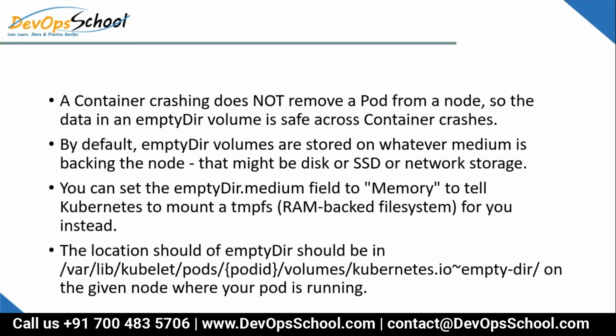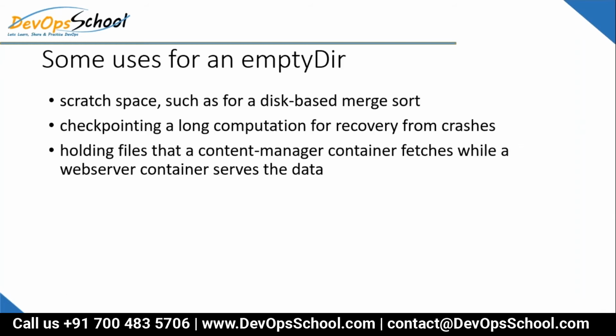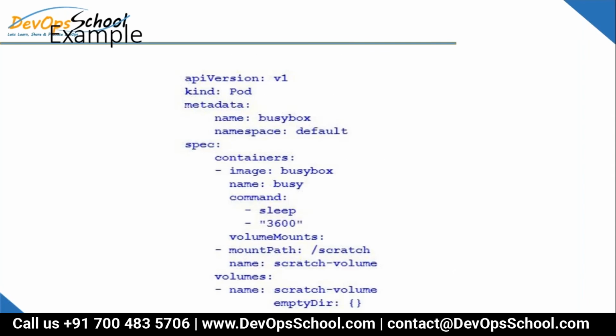Now, which is the location? Look at the last line. The location of the emptyDir will be on the host machine where the pod got created, in /var/lib/kubelet/pods/<pod-id>/volumes/kubernetes.io. Okay, that's all. Some readings are there, but I'll skip them because I'll show you the demo directly. Look at this. This is the emptyDir. Read this code, then I'll explain it to you.